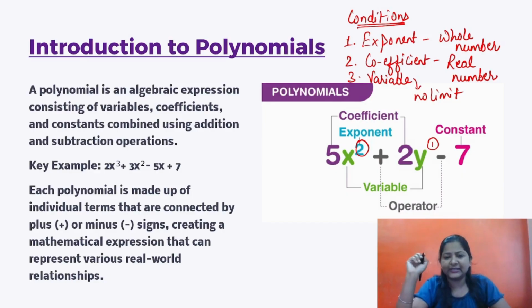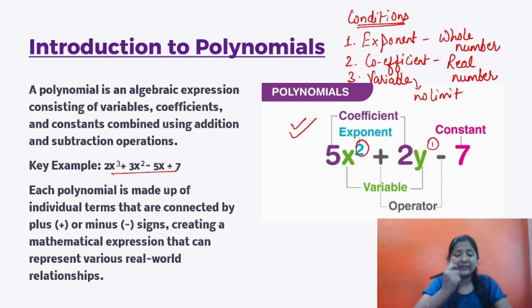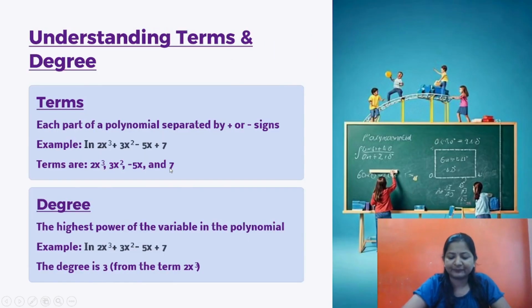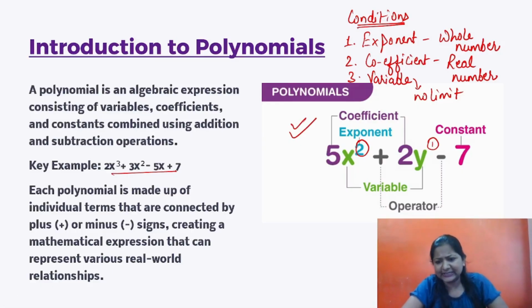We can consider it as 1. By default, we are considering it should be a whole number. Coefficient should be a real number, and variable, not it. Understood? So this is one of the examples you can consider for a polynomial. This is also one of the examples written over here. I hope no issue regarding this.